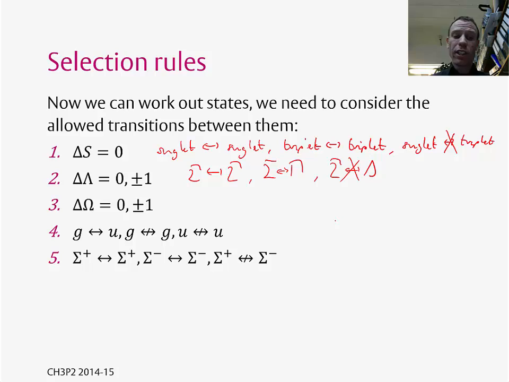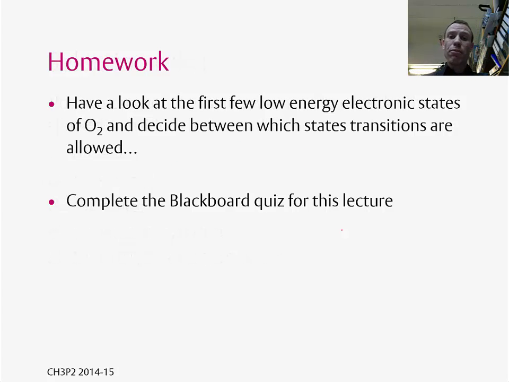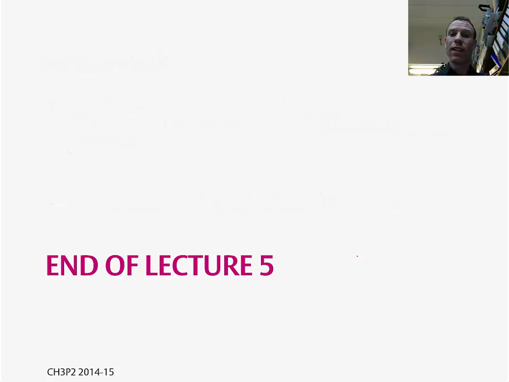Okay, so now we've got our selection rules, so we can find our states and work out what transitions are allowed. That brings me more or less to the end of this lecture. Have a look at some homework tasks: look at the first few low energy electronic states of dioxygen, decide between which states you're allowed to have transitions, and then go and complete the Blackboard quiz for this lecture. So that brings me to the end of lecture 5.